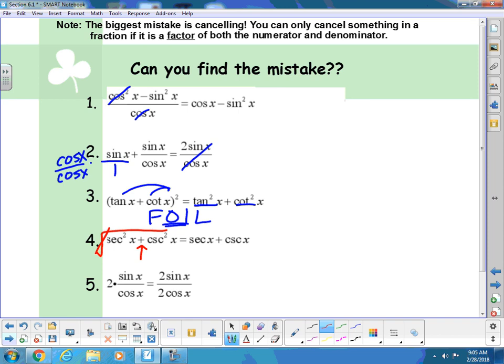Last one, number 5, they just... so that 2 on the bottom should be gone.